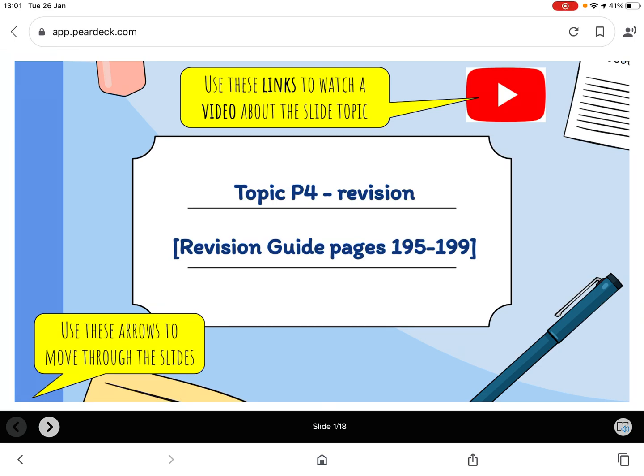Hello Year 10. Today you had some revision about the whole topic P4 atomic structure, which ties in closely with C1 from chemistry called atomic structure and the periodic table. Here are the answers to the revision and some explanations for the parts that you said were difficult today.